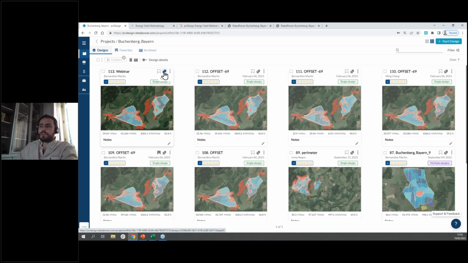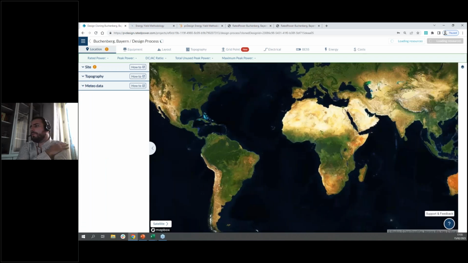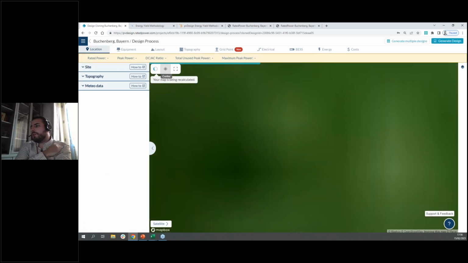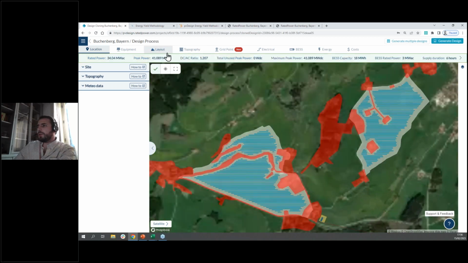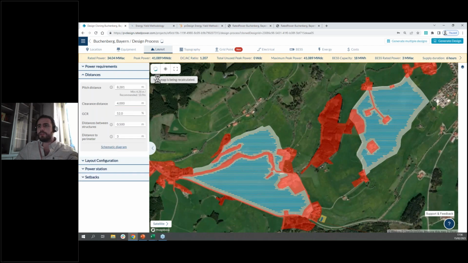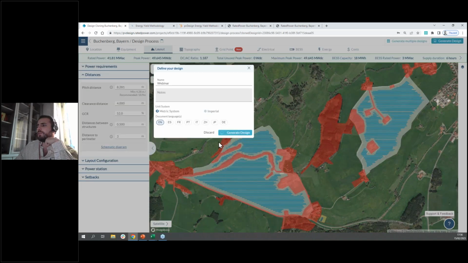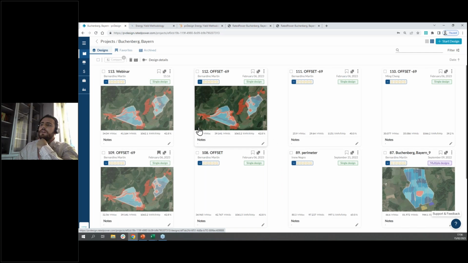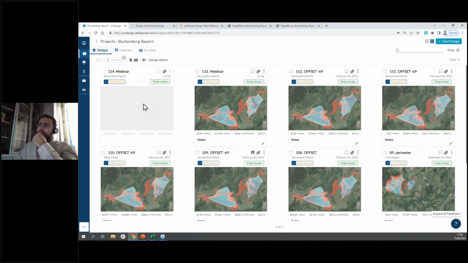So our focus is that we are based on the cloud because we want to run simulations fast. As you can see here, for example, I would like to change the pitch distance of this example. Let's say I want to reduce this to 4 meters, the GCR. I can refresh the layout in just a few seconds. I can generate a new version of the design, and in less than 1 minute, I will have access to the new documents that have been generated, including all the AutoCAD files, the reports, and so on.